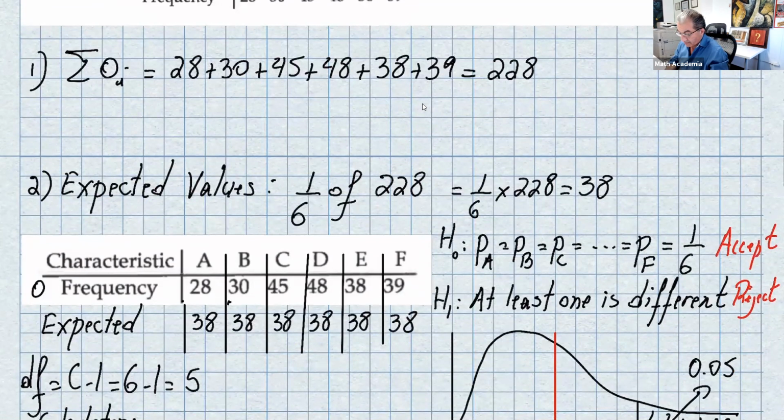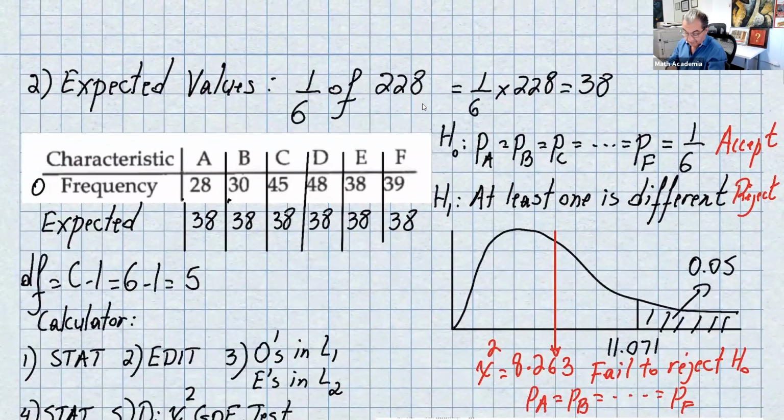How can you write the claim? You can write the claim as PA equals PB equals PC equals ... PF, and that should be 1/6. And H1: at least one is different. So this is a perfect way of writing the claim. Now we're going to check the solution, which says the same thing, just in a different way.